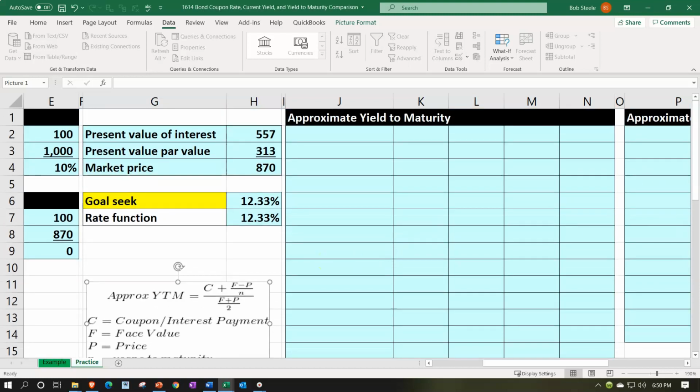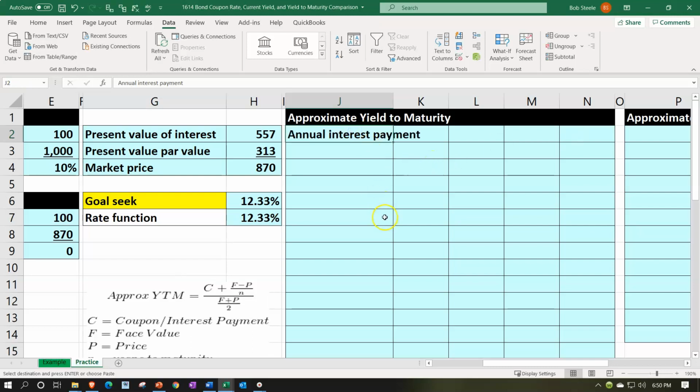So I'm going to build this out in a table up top. We'll do this a little bit more quickly because this is the second time we've done it. We're going to take the annual interest payment, which is going to be the 100. I'm going to put that in column M. That's going to be C, the coupon or interest payment. Then we're going to take the par value. We're looking now at the F minus P. I'm going to bring that into the inside. That's going to be the 1,000.